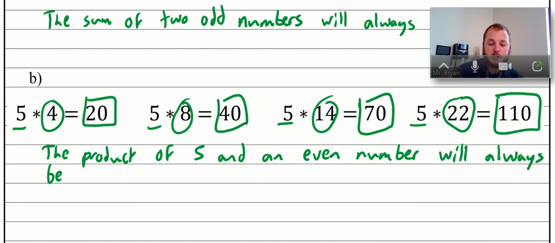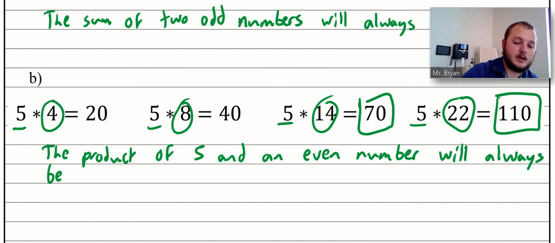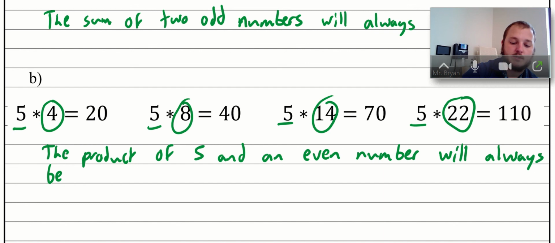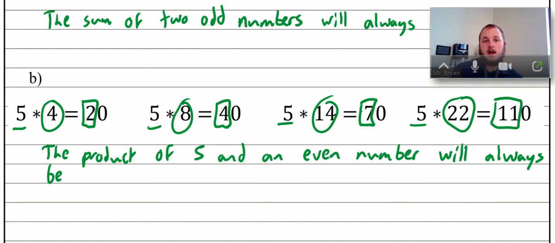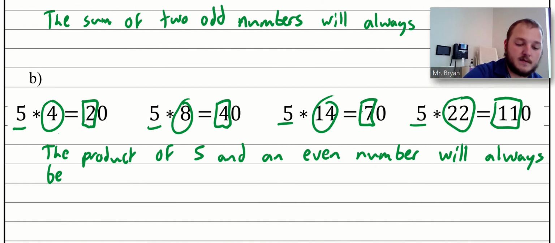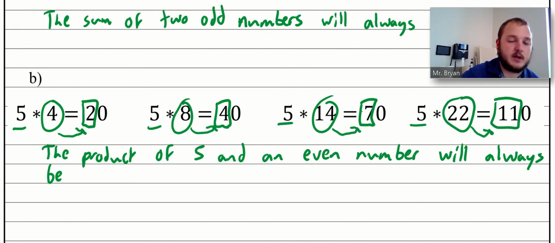And then the last piece here, something else I want you to notice, a pattern that I started to see as I was learning multiplication. If we look at the numbers in front of the 0, so 2, 4, 7, 11, notice something about how that relates to the even number that you're multiplying by. Notice 4 cut in half is 2, 8 cut in half is 4, 14 cut in half is 7, and then 22 cut in half is 11.